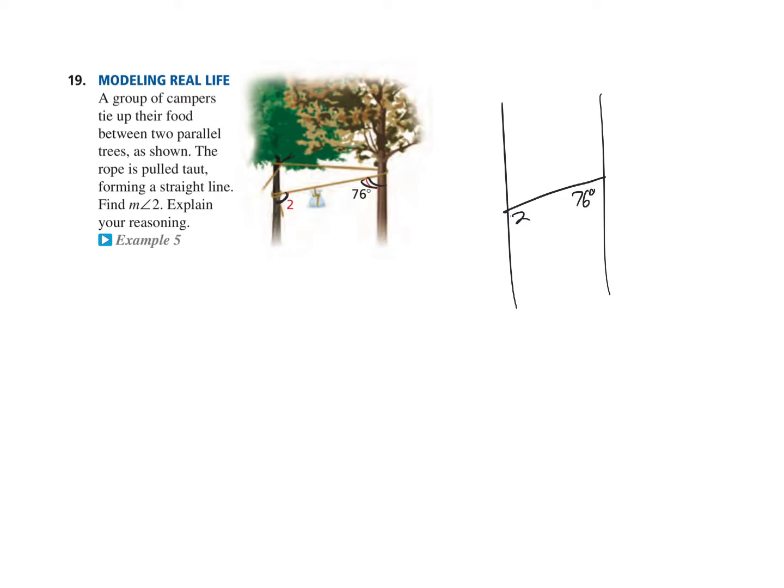Well, these are consecutive interior angles, which means they add up to 180 degrees, or supplementary. So the measure of angle 2, if we subtract 76, we get 104 degrees.